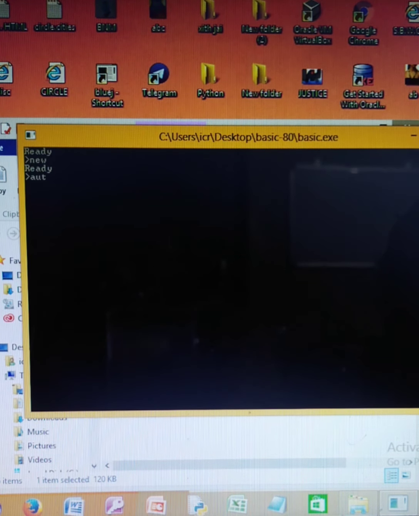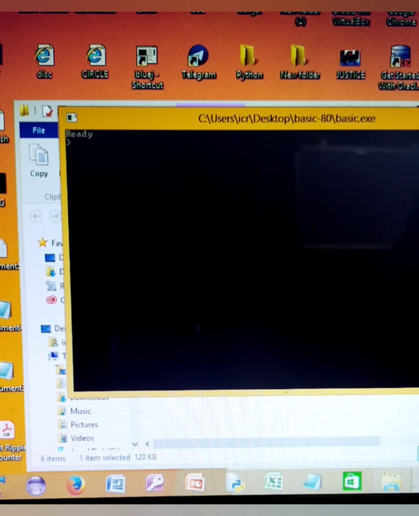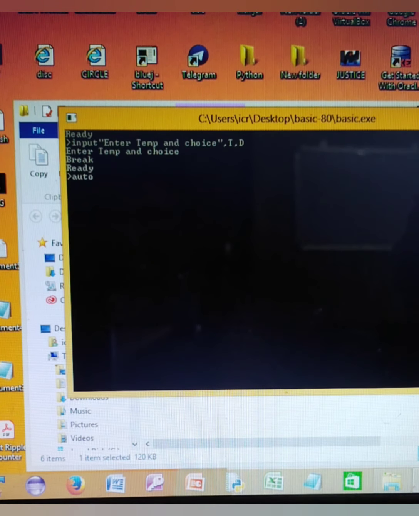New, auto. So let's look at this program in which we have to enter a temperature and take a choice from the user. If the choice is 1, we will convert centigrade to Fahrenheit. If the choice is 2, we will convert Fahrenheit to centigrade. So we will write here, sorry, I did not write auto. And new, so it's considering that it's only a line number. We will write here new, auto.